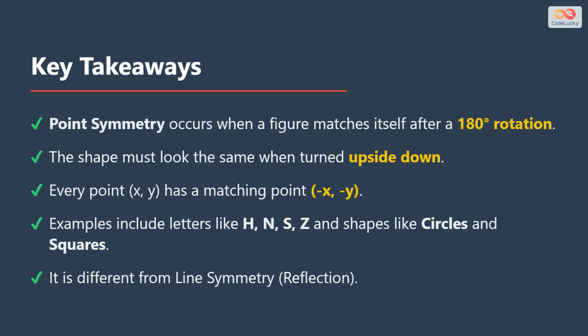Let's summarize what we have learned. Point symmetry is a match created by a 180-degree rotation. It requires a center point where every coordinate x, y has a partner at negative x, negative y. Remember the upside-down test, and you will always be able to spot it.